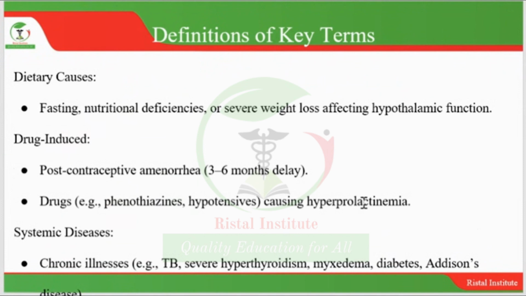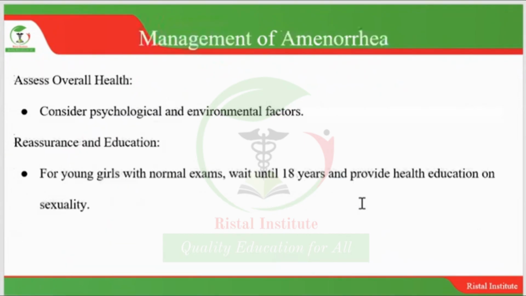Systemic diseases can also be one of the causes, and these refer to chronic diseases like TB, severe hyperthyroidism, myxedema, diabetes, and Addison's disease. Management of amenorrhea. Assess overall health. Consider psychological and environmental factors when managing amenorrhea. Look at how the woman is. Is she stressed? What are the other environmental factors around her that may be able to affect her health?